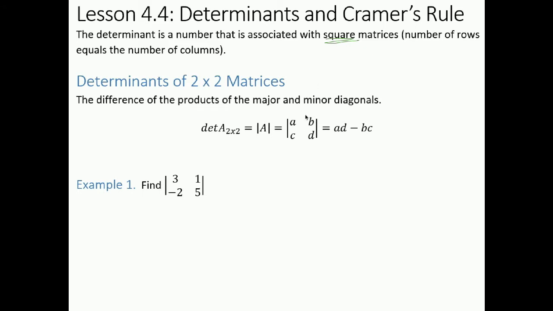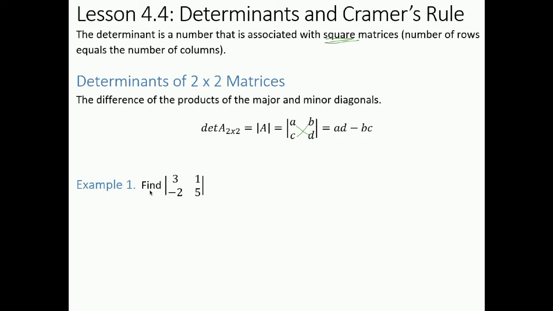So our major diagonal is the one that goes from top left to bottom right. That's our major diagonal. And then our minor diagonal is the one that goes from top right to bottom left. The symbol here denotes that we want the determinant. Looks like the absolute value symbol. So it can go around the name of the matrix, or they can be around the actual matrix. And so we see the determinant of A is simply A times D, so this product, minus B times C. So it's really easy to find.